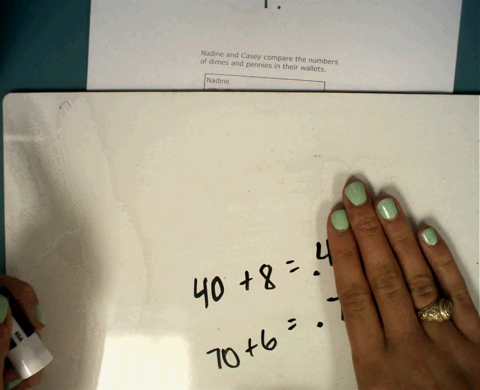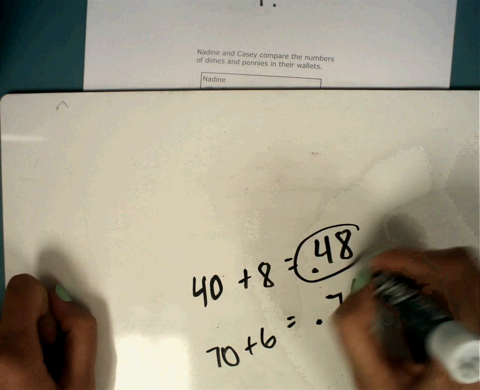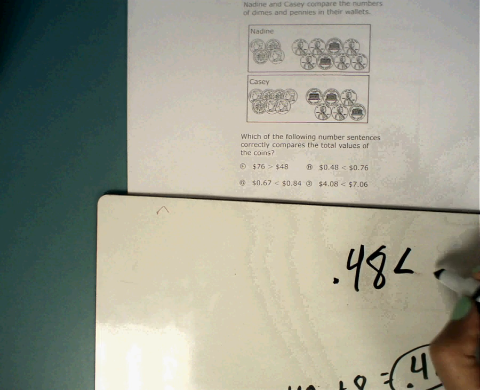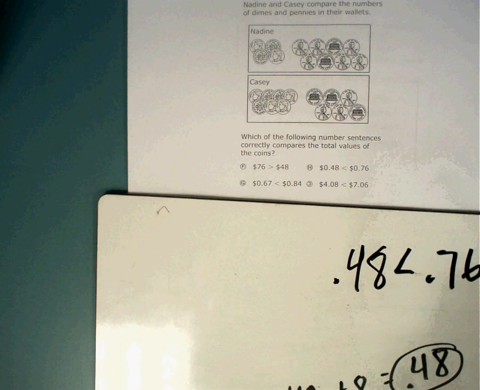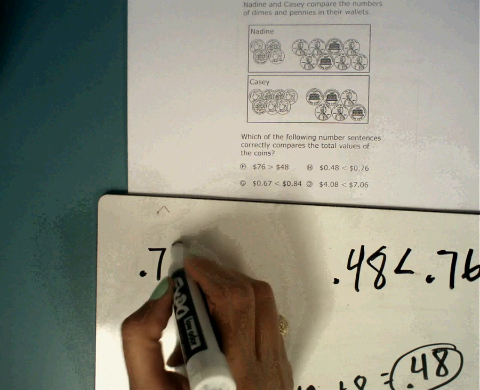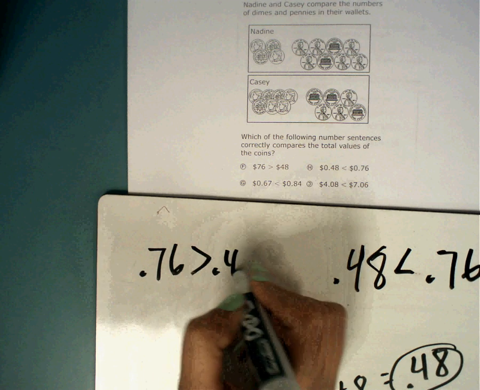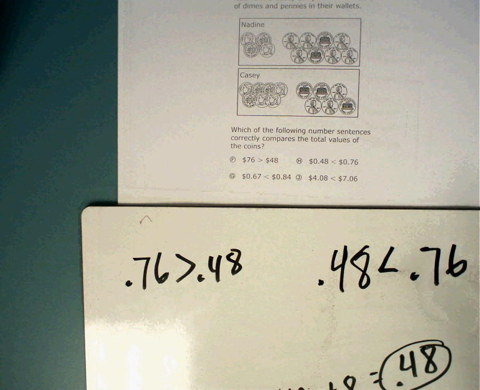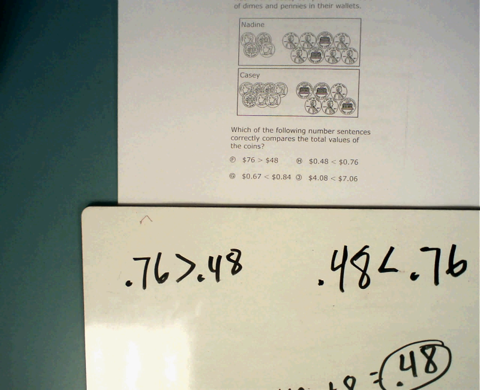Same or different? Different. This one's going to be the smaller one. So I need to find the answer choice that has 0.48 smaller. So I want 0.48 is less than 0.76. Another thing that I might see is 0.76 is greater than 0.48. Do you see how these mean the same thing? Okay, so which one says that?